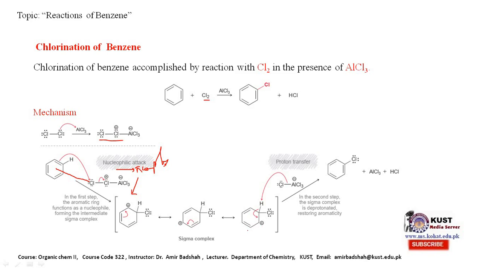The sigma complex is then deprotonated by the species formed during the first step. This species is a base because it abstracts a proton. By abstracting a proton from the sigma complex, the aromaticity is restored and we get a substituted product along with the catalyst that we used in the form of aluminium chloride, and HCl is eliminated during this chemical reaction.